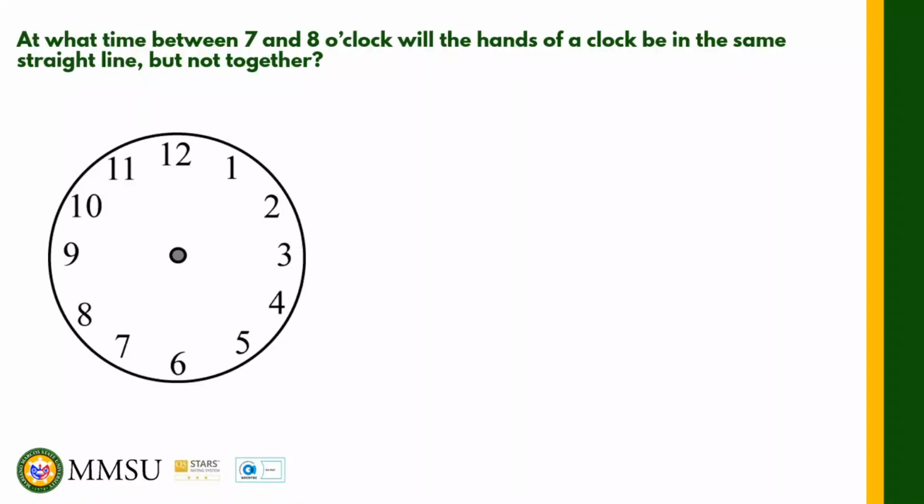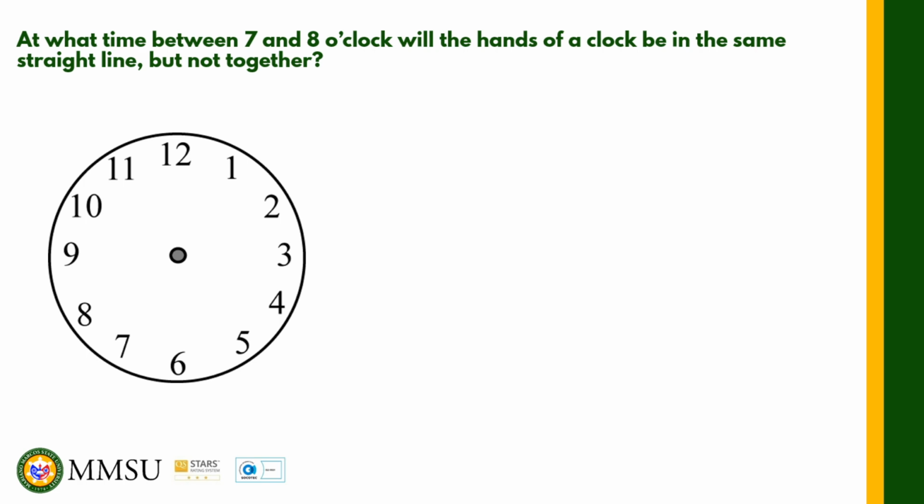Okay, so let us answer one. I think there are 2 more problems for clock problem. So let us answer this one. At what time between 7 and 8 o'clock will the hands of a clock be in the same straight line but not together? Okay, so our reference time in this case is 7 o'clock.